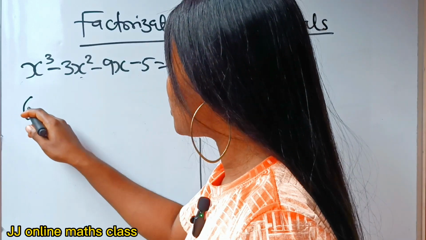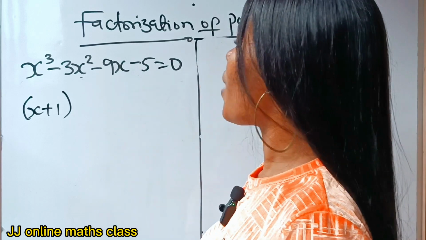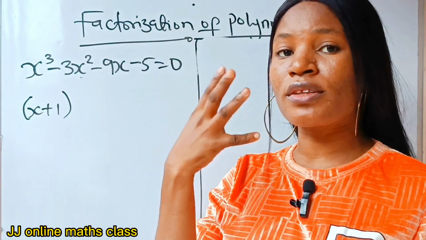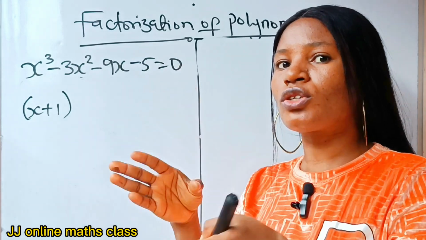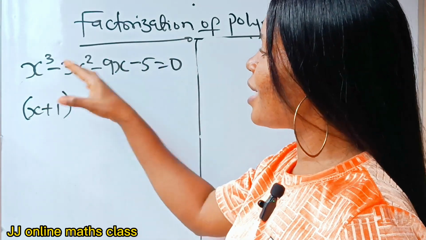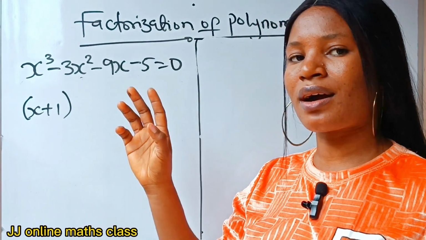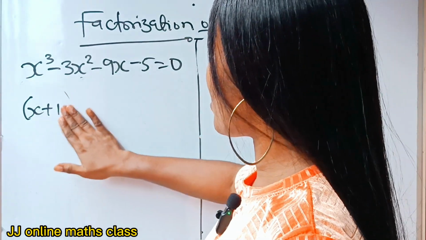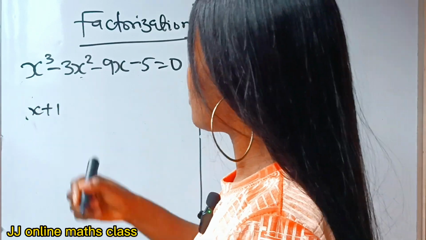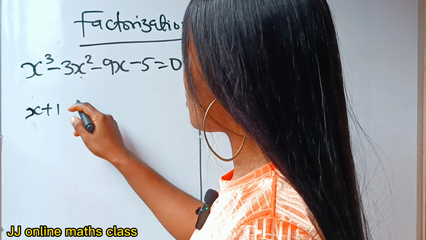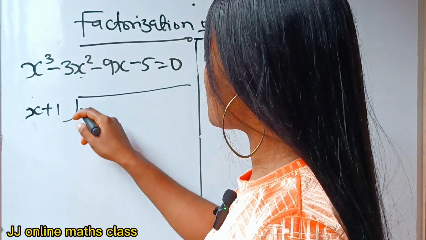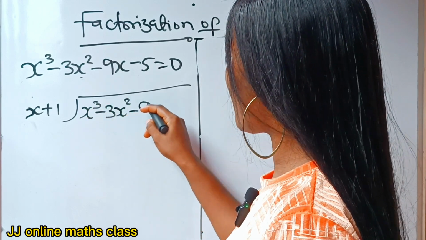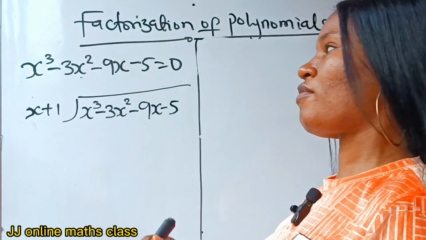So now see what we are going to do. This x plus 1, you are going to use it to divide this, using long division, so that you will get the quadratic equation that we will multiply with this to get this back. So we are going to divide this by x plus 1. Now let's go ahead and do that. So we have this. This is x to the power of 3 minus 3x squared minus 9x minus 5.